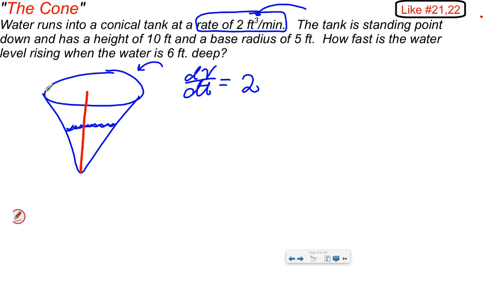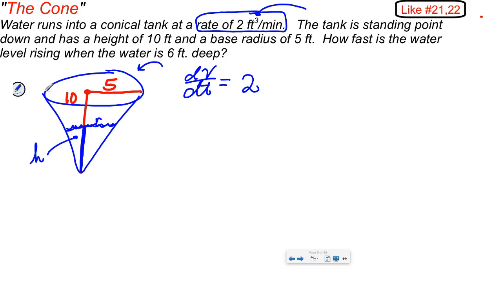That gets to go on my picture because the height of the tank does not change. The height of the water does, but the height of the tank itself will remain constant through the problem, as will the base radius. So then I am looking for how fast is the water level rising. So I need a variable for this water level right here. I'm going to call that h.